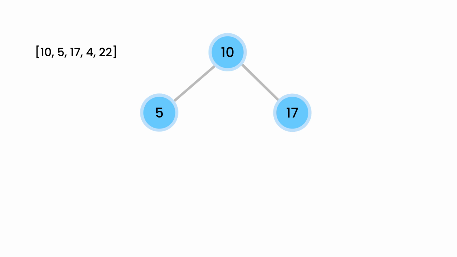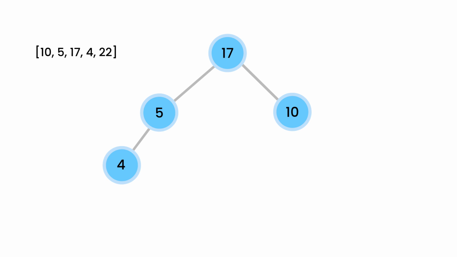So we should move the 17 up. This is called bubbling up, just like the bubbles in your soda. They move up. So we should bubble up the 17. And now we have a valid heap. So let's store 4 in the next empty slot. Is our heap valid? Sure it is.